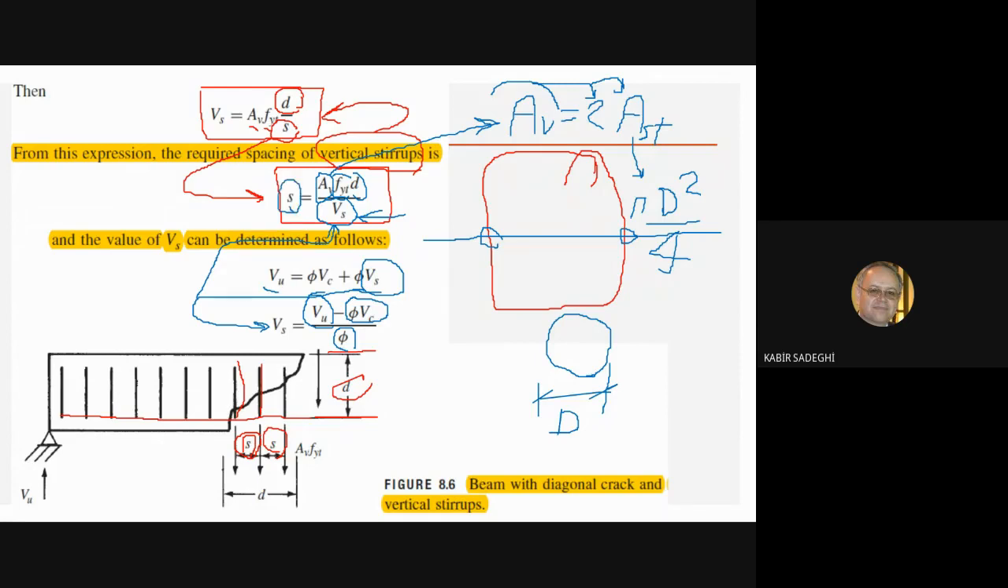Therefore, this is the principle that we use for finding the spacing between the stirrups, s.